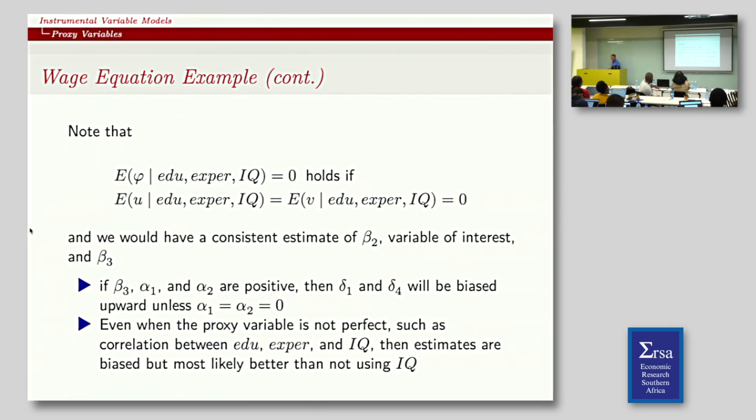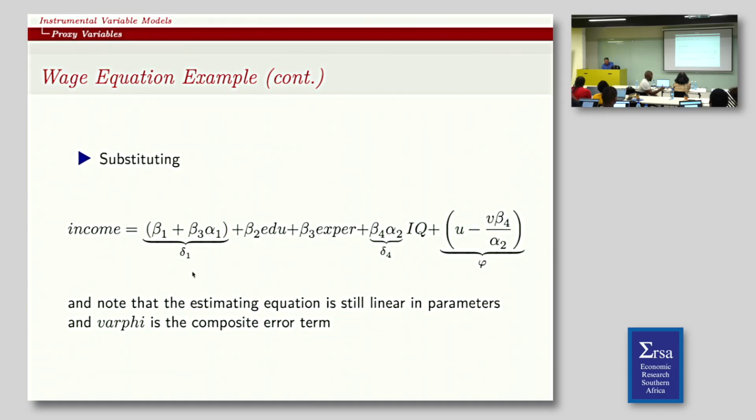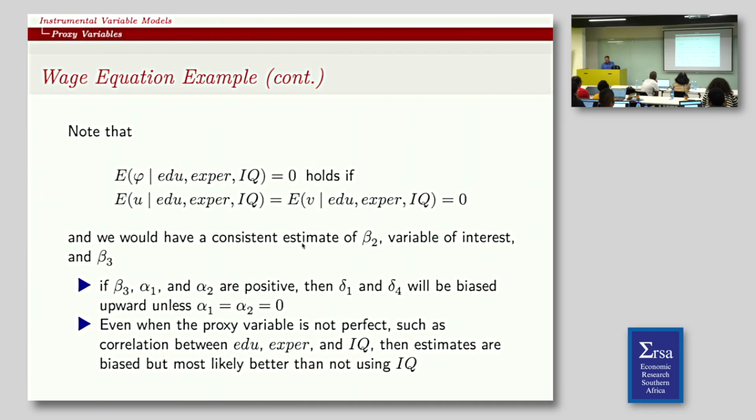And so you get this basic idea that if beta 3, alpha 1, and alpha 2 are positive, then delta 1 and 4 will be biased unless alpha 1 is equal to alpha 2 is equal to 0. Right? This is a bad way of saying this, but we've got these different components here, and we want beta 2 and 3 to be unbiased. And so if this term here is 0, then that beta 3 component doesn't show up here as well. So that's what we're worried about.